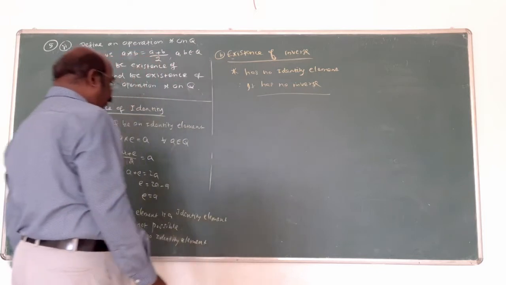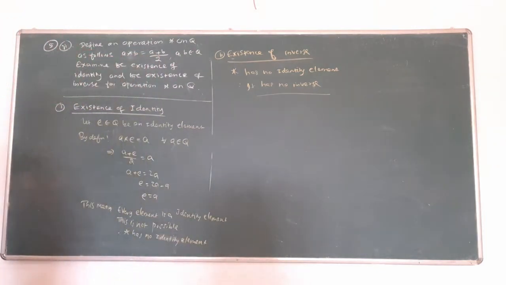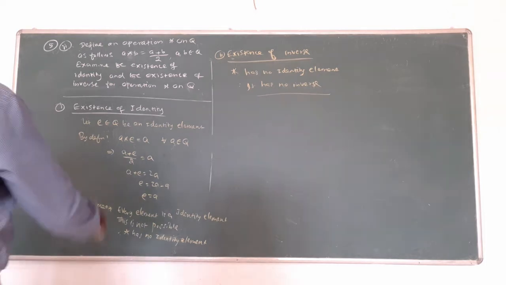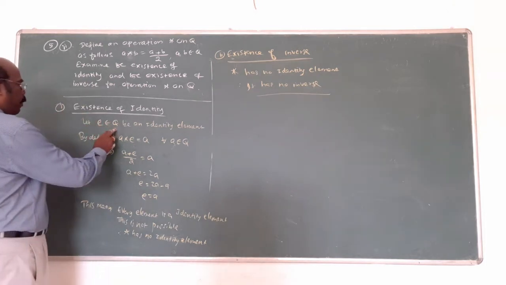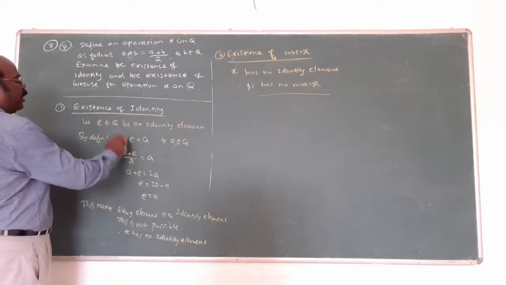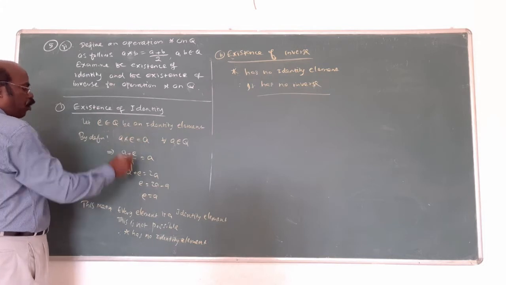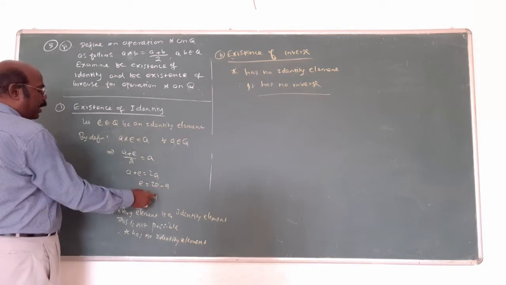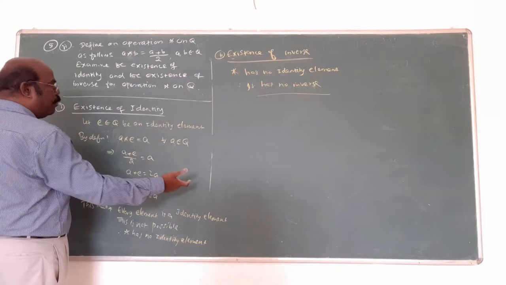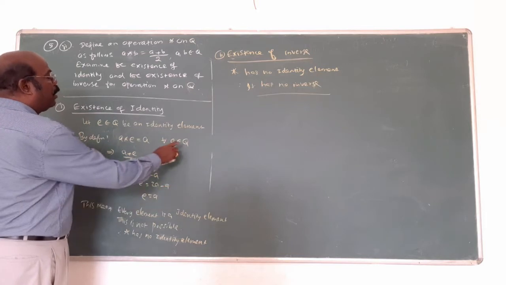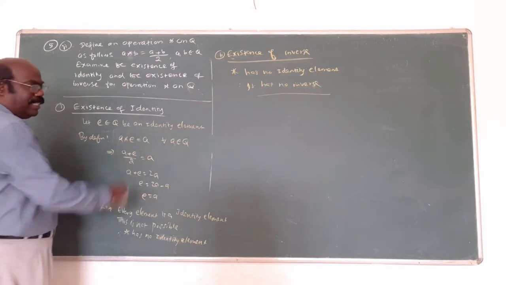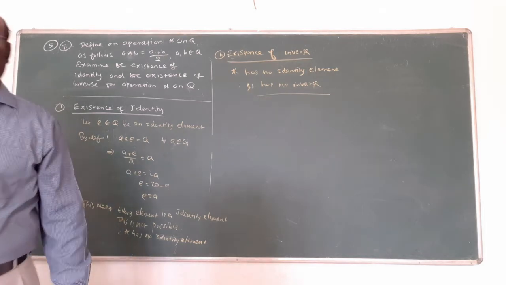Only 2 parts are asked here. Sometimes all 5 parts are asked together. Previously 3 parts were asked. Anyway, the identity element is asked: e belongs to Q is the identity element. The definition is a star e equals a. From this idea, we will find the value. Suppose we do not get e, some other element; that element must always belong to Q. That is the answer. That's very important. That's all.